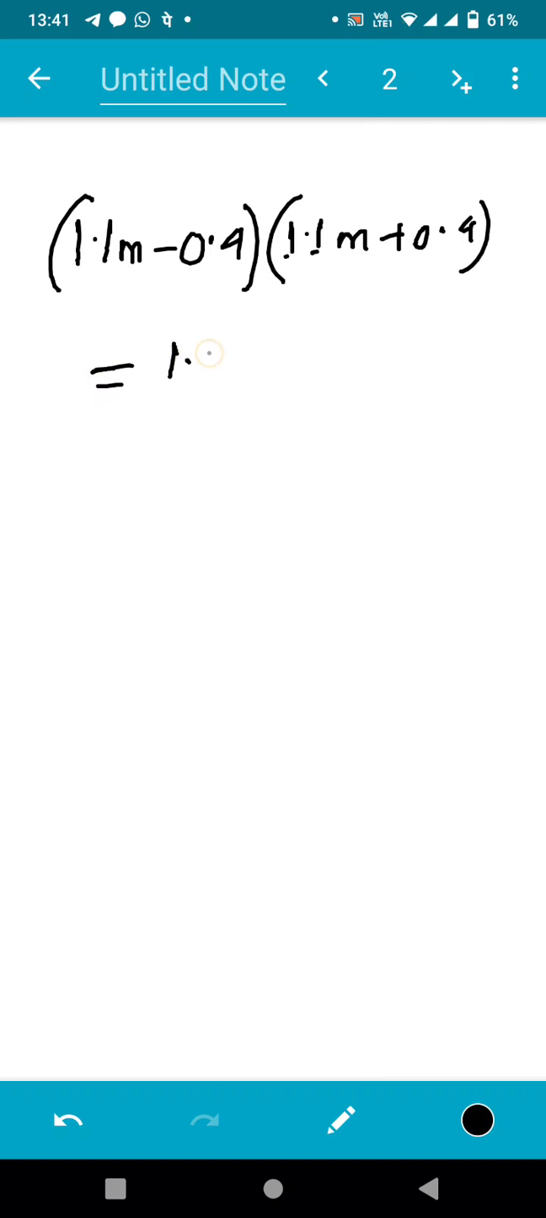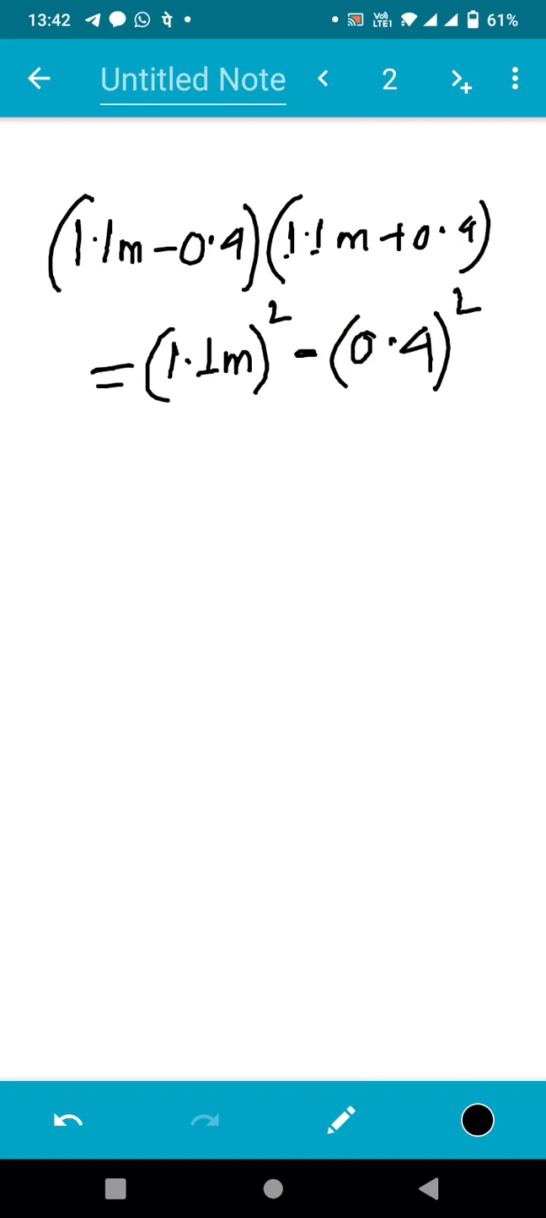So what is there in the place of a? 1.1 m. So we have written a. Now we'll do the square. This is a square minus, what is there in the place of b? In place of b we have 0.4. Now we'll do the square of b. So now what is 1.1 m square? 1.1 m square means what? What you have to do in rough is 1.1 m into 1.1 m.